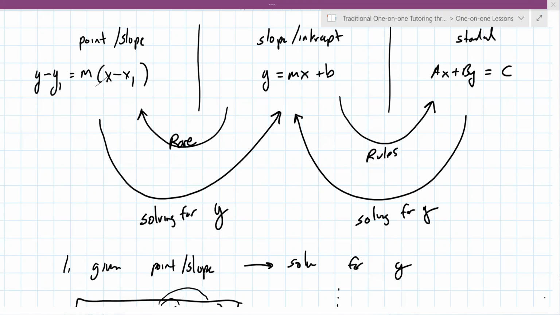So for factored form and vertex, those kind of work together, and also these kind of work together. Yes, they do.